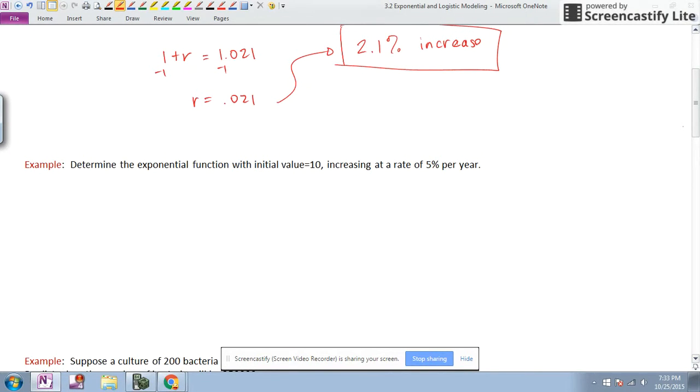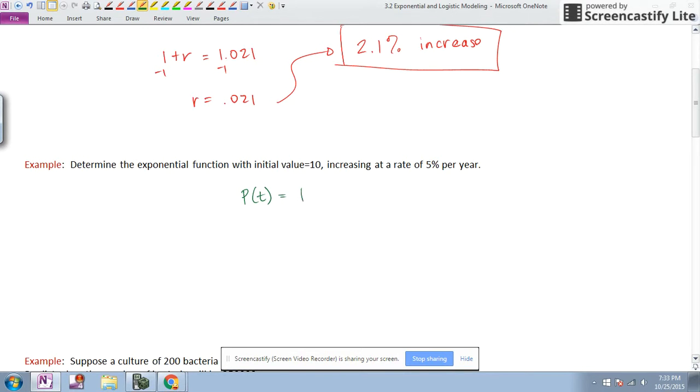Example 2 says you have an initial value of 10. These are eagles in Livermore, and they are increasing 5% a year, the number of eagles. So this has been really good news. So could you make an equation? Well, of course, right? Here's my equation.